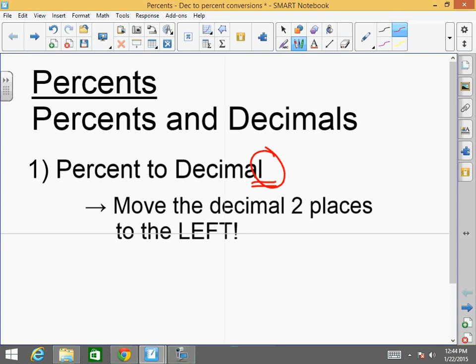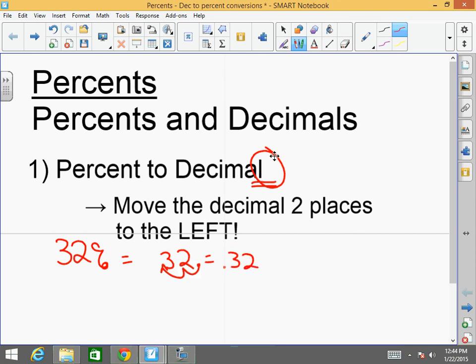It's literally that easy. So if I have 32%, okay, where's the decimal of 32? At the front of the number or at the end of the number? The end. I go to the left. 1, 2 to the left. So that equals 0.32. Literally that easy.